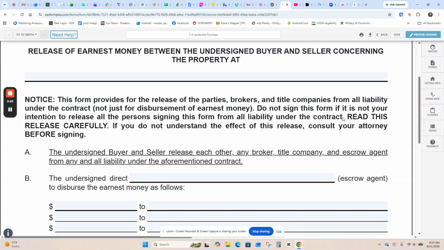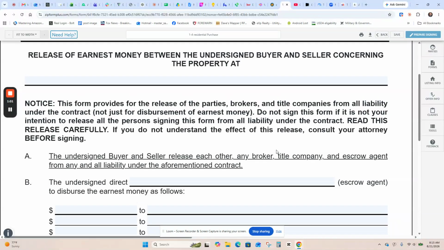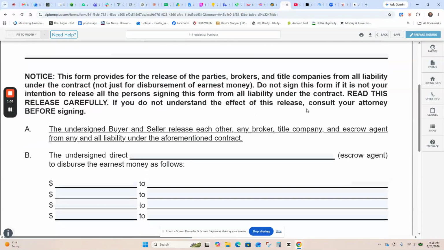if it is not your intention to release all persons from liability under the contract. So if you leave the contract and the seller's still ticked off and they're going to try to sue somebody, and the buyer, even if they give up the earnest money, they're going to go after them, anything like that, they can't. This frees them from all liability. So please make sure you understand that. So your client, even though it's just a release of earnest money, this also releases liability. Like it says, if you don't understand, consult your attorney if you have one.